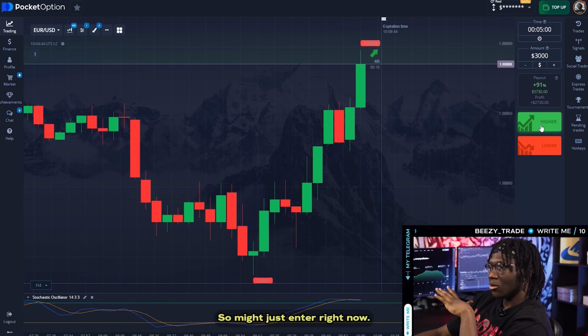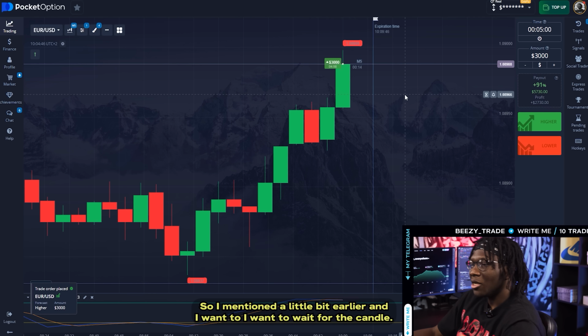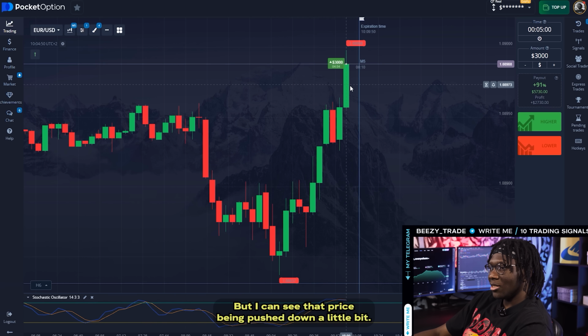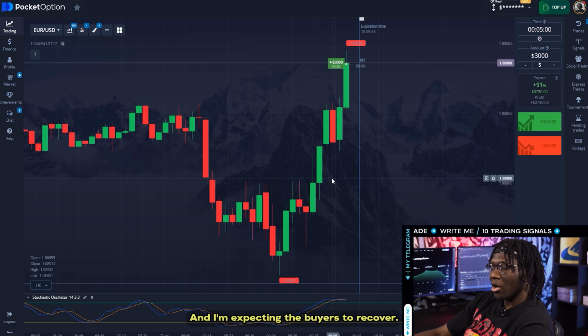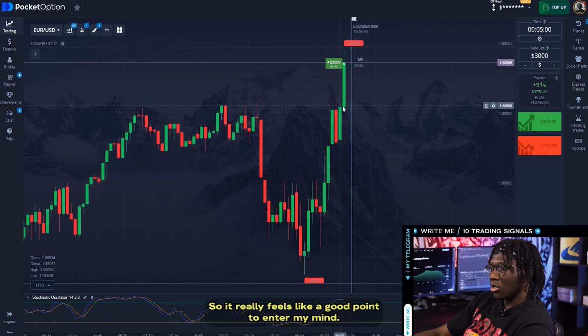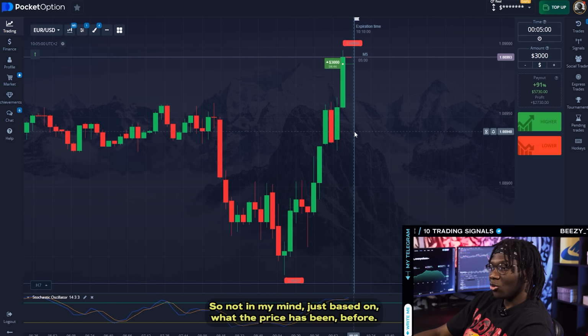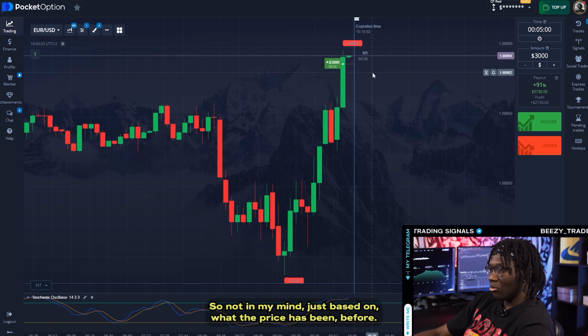So we might just enter right now. I'm entering a little bit earlier than I want to. I want to wait for the candle, but I can see that price being pushed down a little bit, and I'm expecting the buyers to recover. So it really feels like a good point to enter, based on where the price has been before.